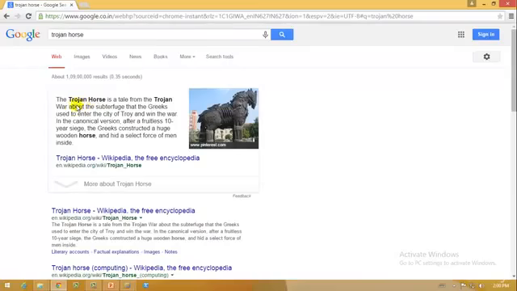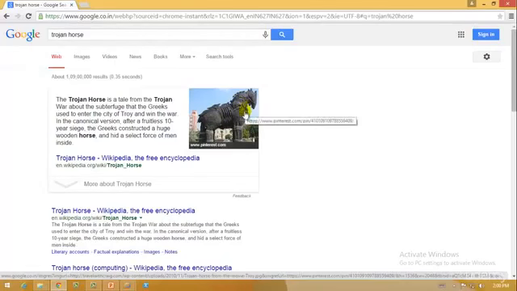So as you can see, the Trojan horse is a tale from the Greek war about the subterfuge that the Greeks used to enter the city of Troy and win the war. What they did exactly was, the Greeks were about to lose the war when they entered the city of Troy. So they created this huge, around 10 or 15 meters or even more, I don't know exactly.